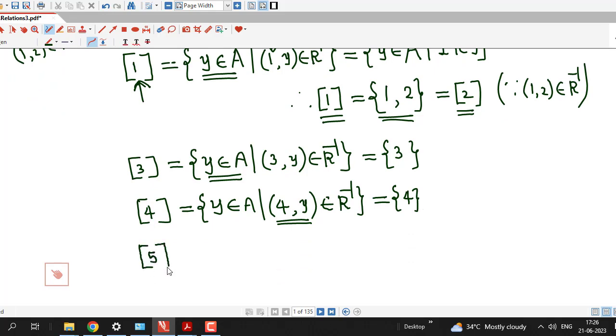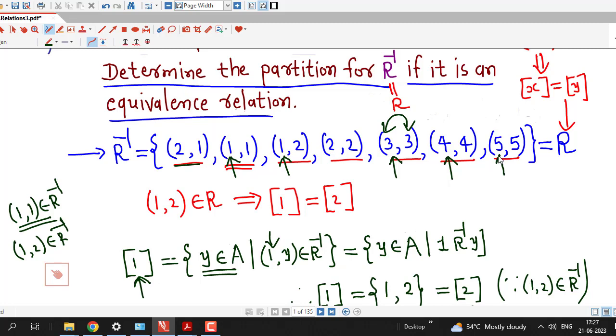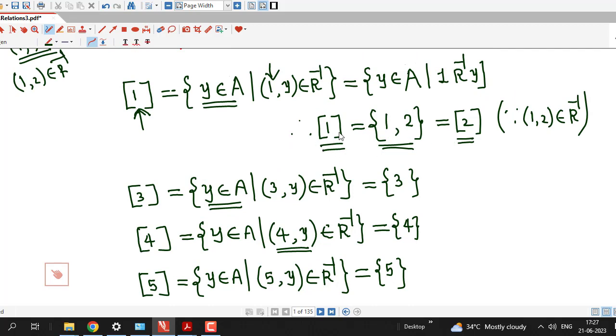Then equivalence class of 5, so that is nothing but all those elements in a given set which are relatives of 5. (5,y) belongs to R inverse, so I have to concentrate on that ordered pair whose first component is 5, that is 5 is related to 5. Therefore there is only one element in this equivalence class also, and we can see all these equivalence classes are disjoint. All these classes are subsets of A. If we take their union, then we will obtain A.